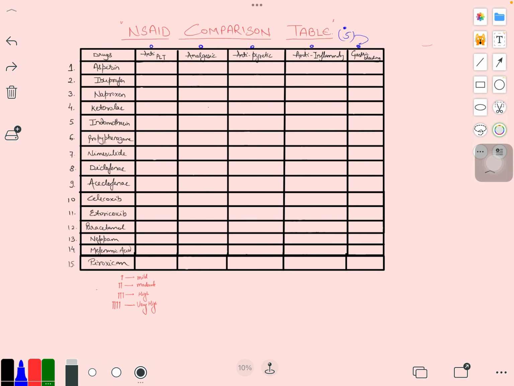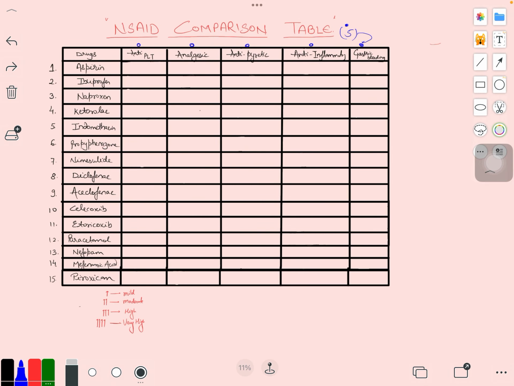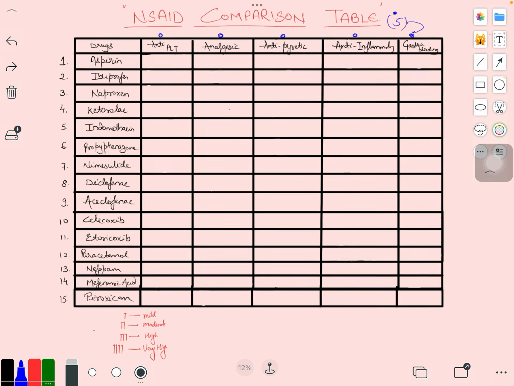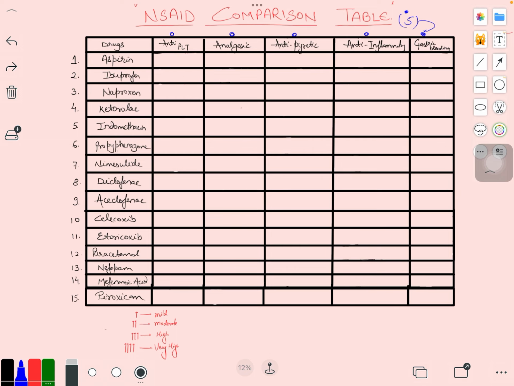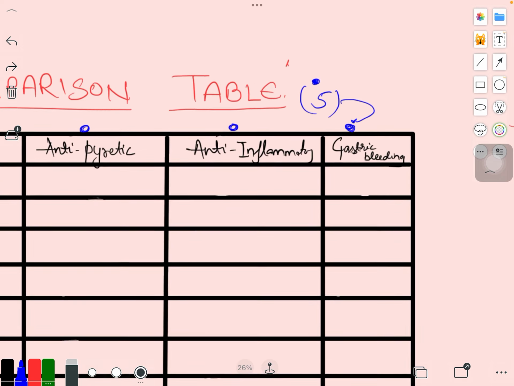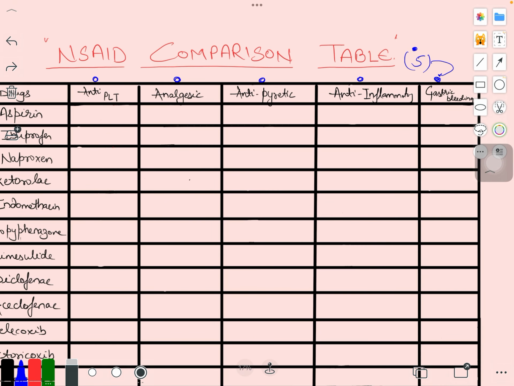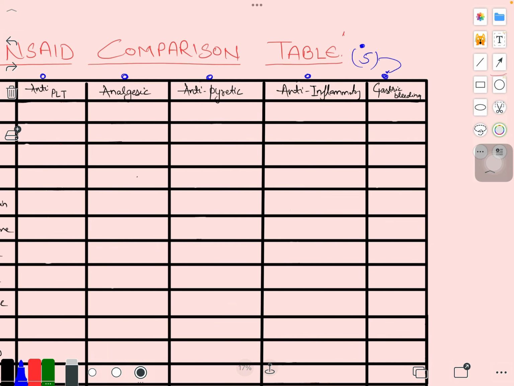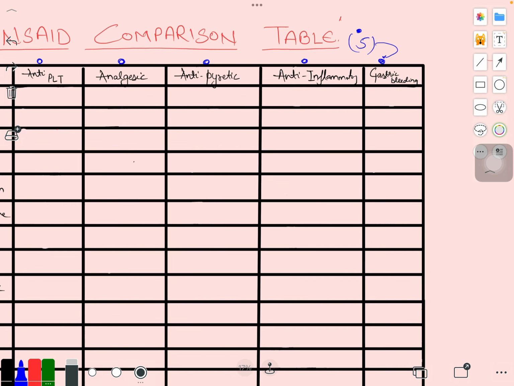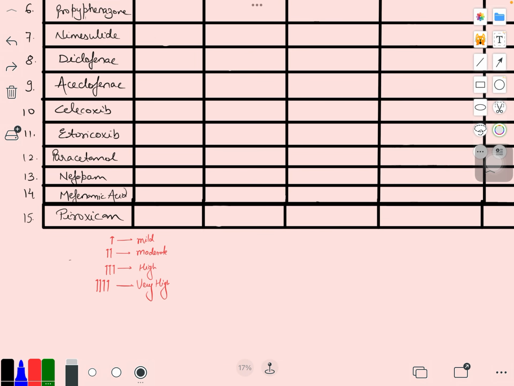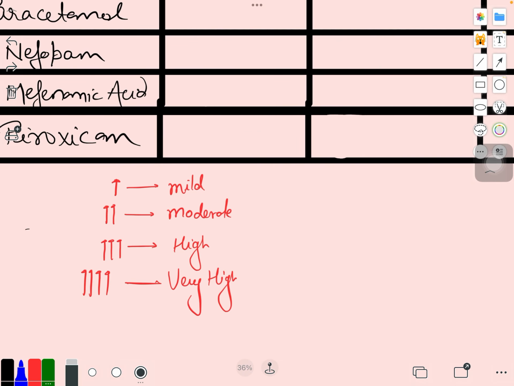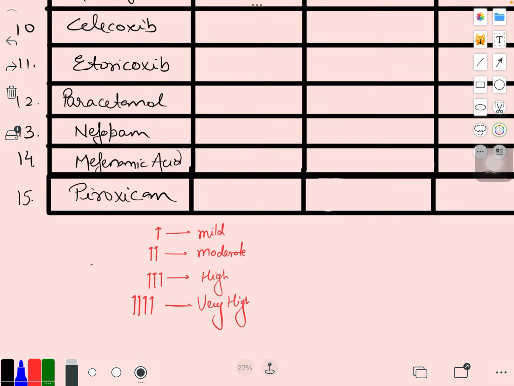So this table is extremely high yield, okay, you need to remember this table very well. In this NSAID comparison table, we'll compare all those important 15 NSAIDs in 5 different categories: its anti-platelet effect, analgesic effect, antipyretic effect, anti-inflammatory property, and the risk to cause gastric bleeding, right? I will denote the potency and power with the help of upward arrows: mild, moderate, high, and very high, right?